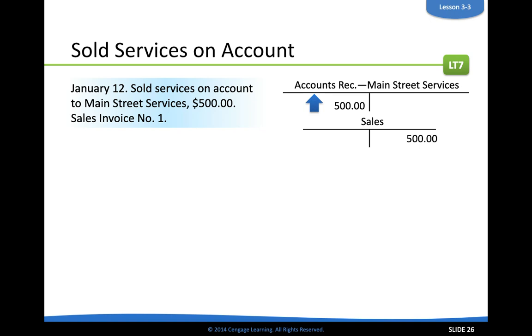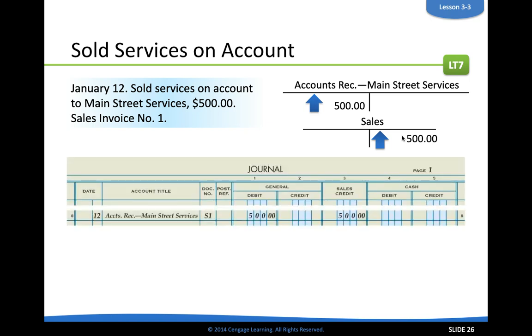However, you still treat it as a sale, and so sales are going to go up by 500, and then our accounts receivable for Main Street Services is going to go up as well. So the effect of this transaction is we are going to debit our accounts receivable, which is an asset account, and then we are going to credit sales by $500 as well. Remember, anytime you make a sale, you count it as revenue, whether or not you receive the cash for it.